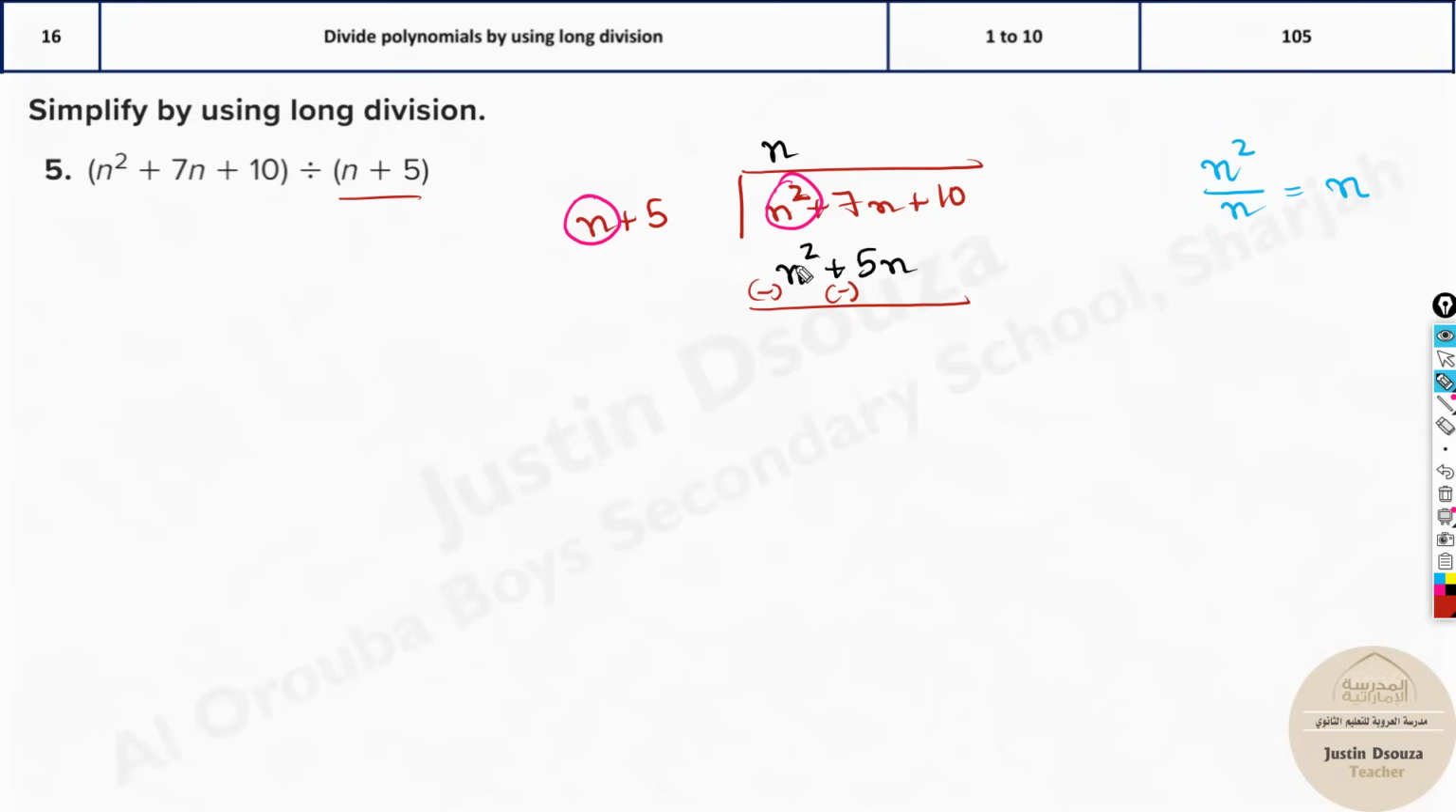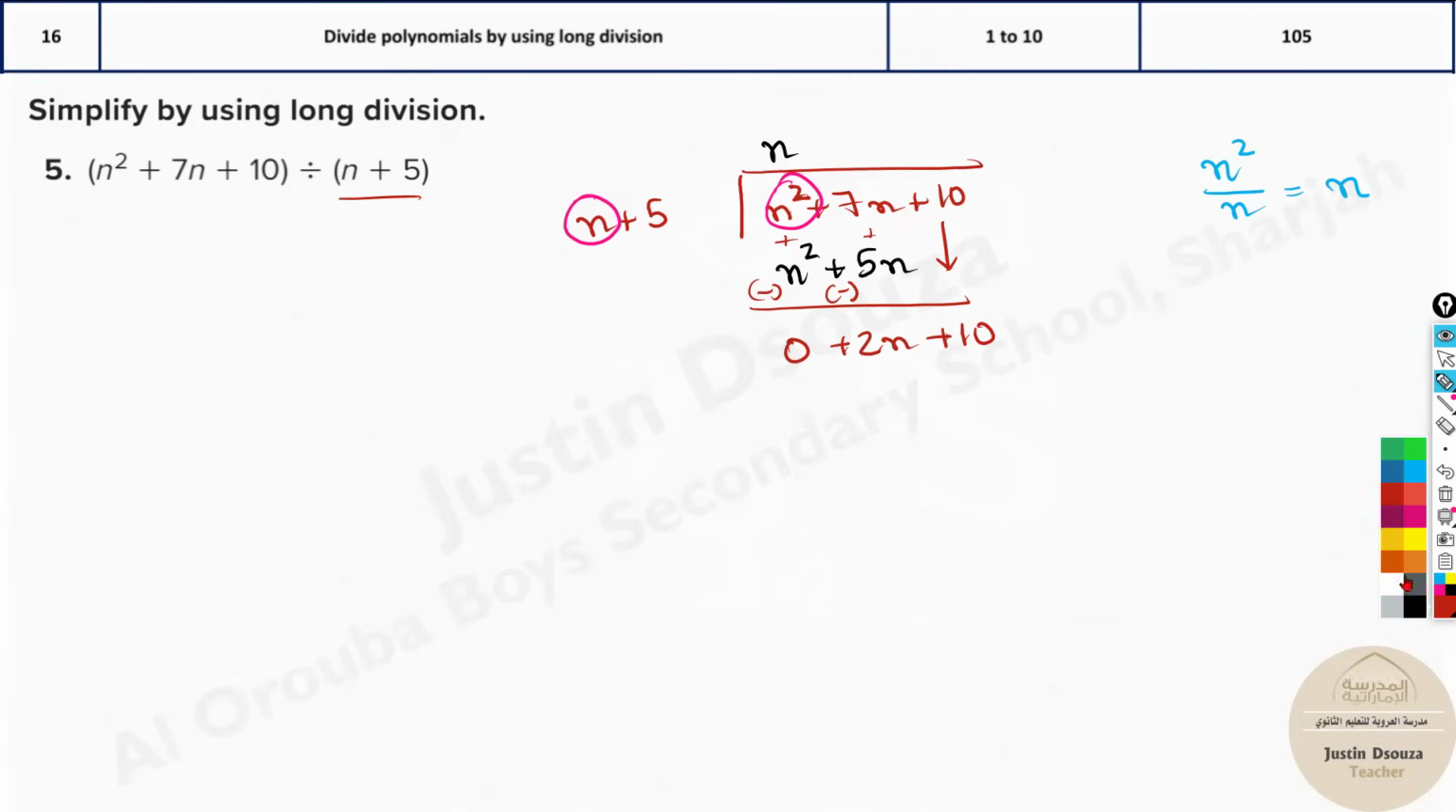Now n squared minus n squared, add them up, plus and plus, add them up, n squared plus minus n squared is 0, that's gone. Now plus 7n minus 5n, 7n plus minus 5n will be plus 2n. And now this is done, but you have to bring whatever is next down, and that will be plus 10.